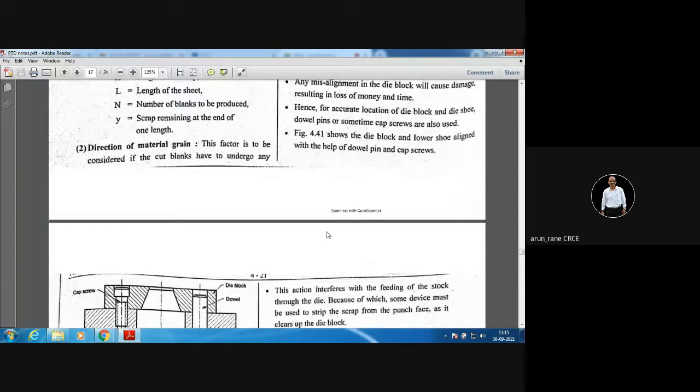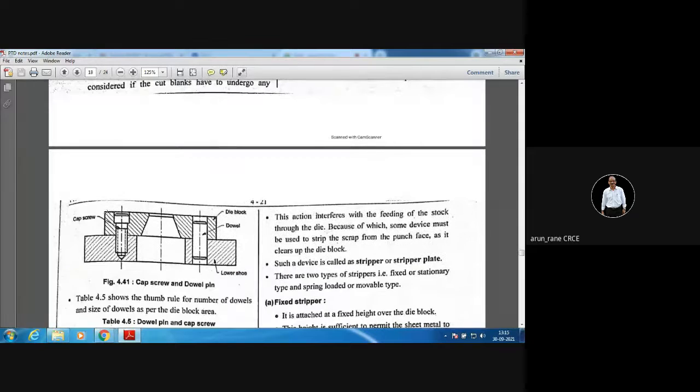Now coming to the cap screw and the dowel pin. Cap screw is also called the Allen cap screw, or the Allen headed bolt. And here there are two plates shown. The purpose of dowel is to align these two plates. Dowel is nothing but a cylindrical ground pin, usually of diameter 6. So the purpose of dowel is to align these two plates together.